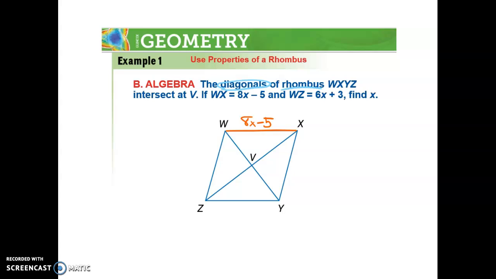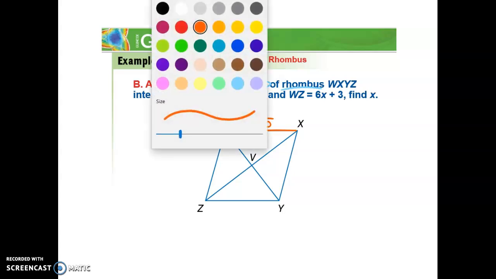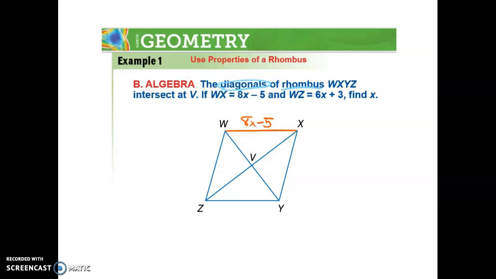Let's change colors on this one. Okay, let's go purple this time. Purple, so we got WZ down here. Not doing a very good job on the straight line. Okay, this one is 6x plus 3.